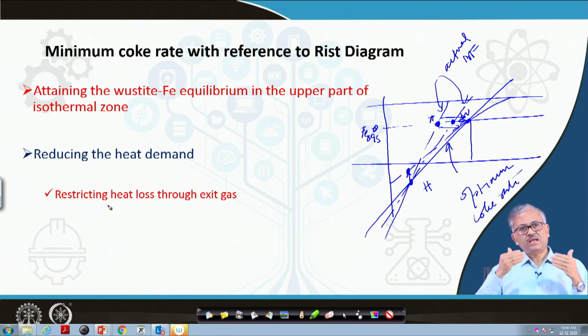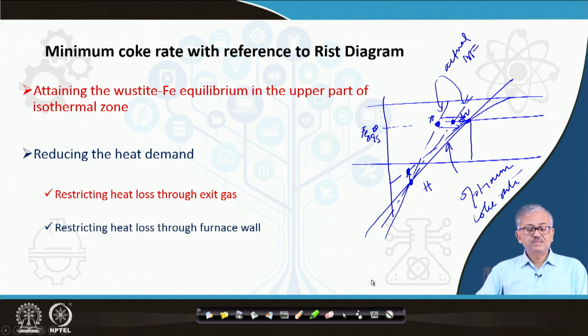But what is in your hand is restricting the heat loss through the exit gas. So you can maintain a proper heat capacity of the gas, not too much heat capacity in the upper zone, otherwise it will take away a lot of heat with it. So oxygenated blast or oxygen enrichment can be helpful to some extent, sometimes. You can do that, then you can restrict the heat loss through the exit gas.